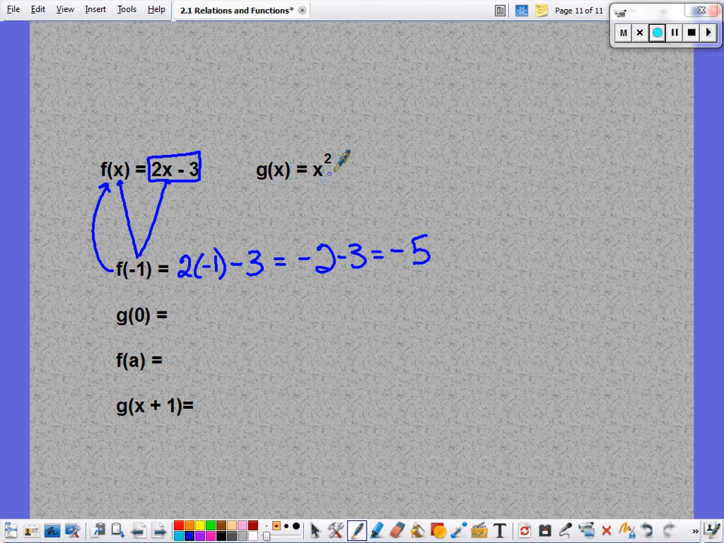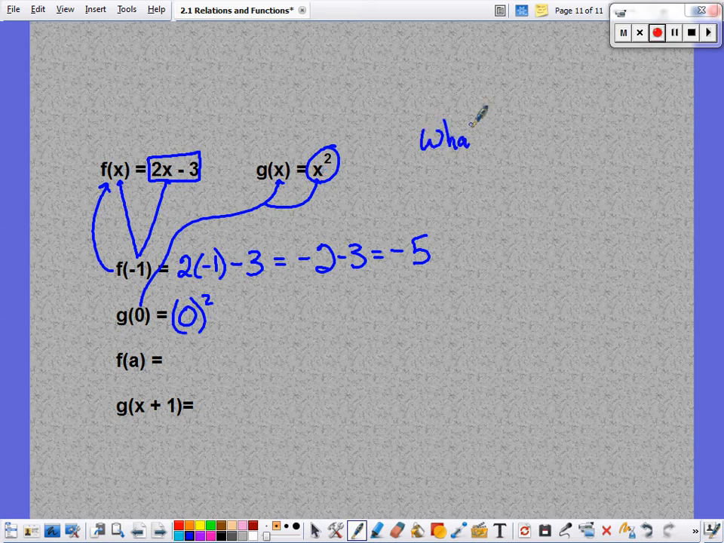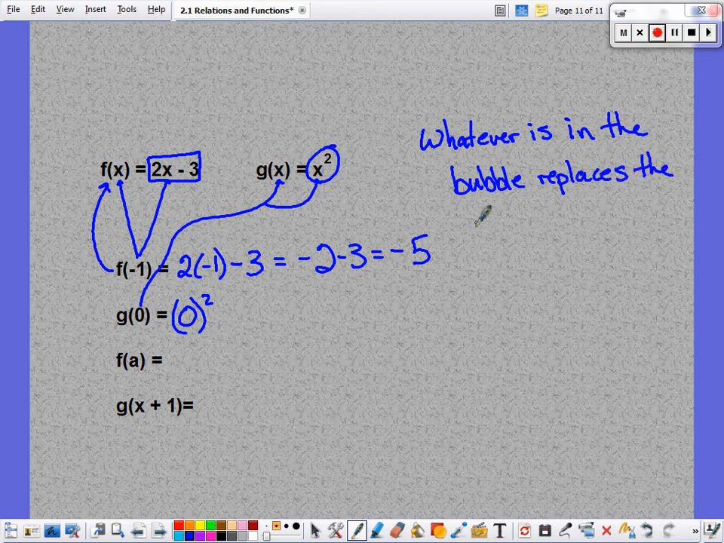g of 0. Make sure to grab the right one. I come up here. Notice what I'm grabbing now is x squared. So what replaces the x is the 0. So instead of x squared, I got 0 squared. So whatever's in the bubble replaces the x. Okay? So whatever is in the bubble replaces the x in the function. That may be good to get down.